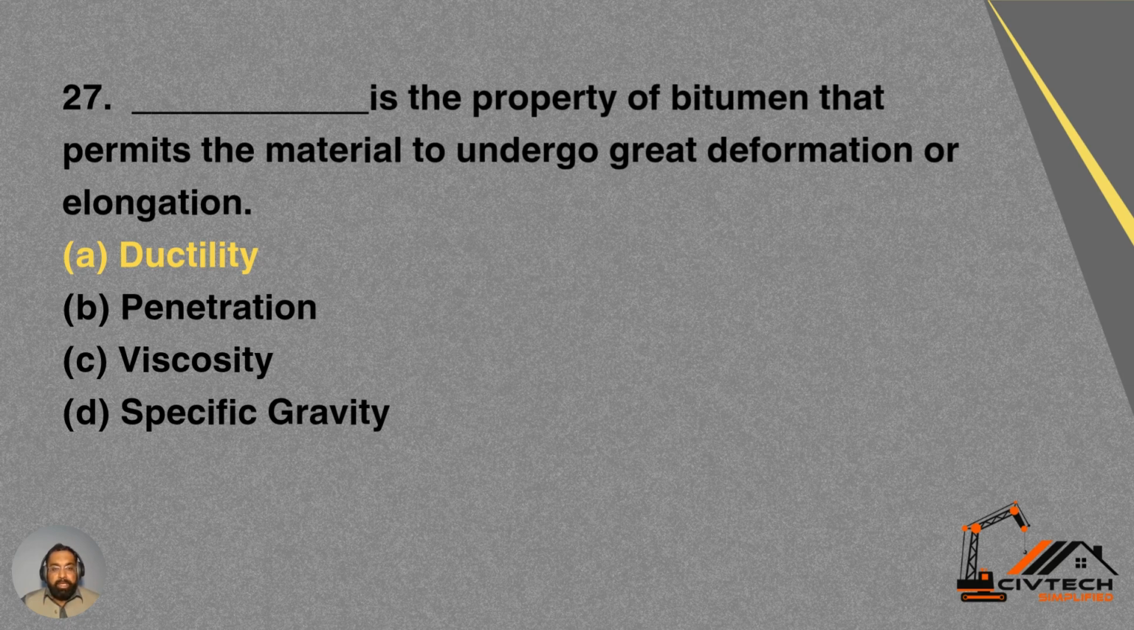Question 27. Dash is the property of the bitumen that permits the material to undergo grade deformation or elongation. So among the following, which property is responsible for elongation as well as deformation of the bitumen? Option A is ductility, option B is penetration, option C is viscosity, option D is specific gravity. So A is the correct answer, ductility. So ductility is actually the property which is responsible for deformation as well as elongation of the bitumen.